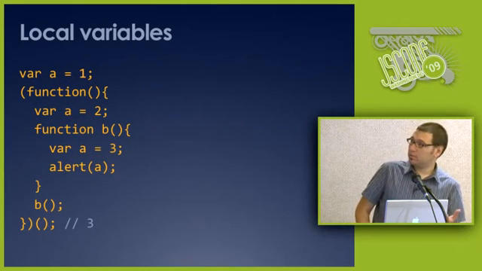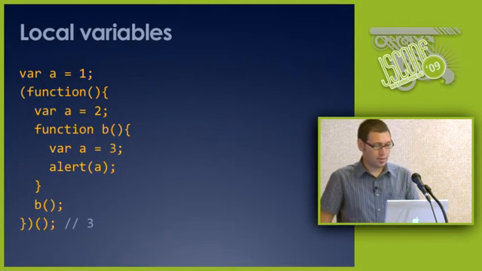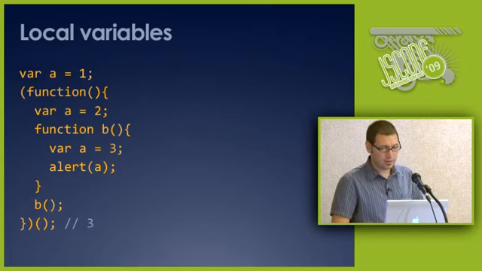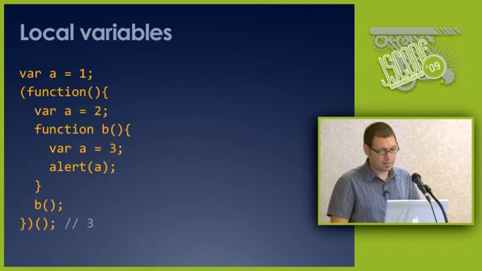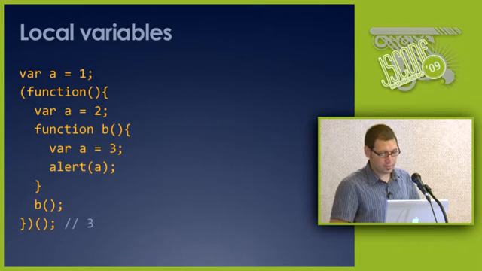So here's one example. We have one global variable a, then we have another function in which we define a again, and then another function in which we define a again. So if you execute this piece of code, it will alert 3, right?